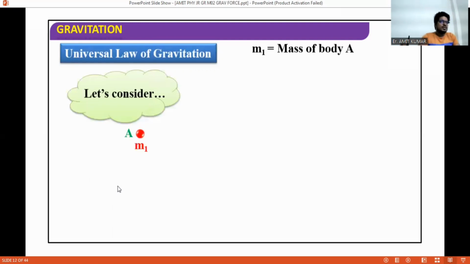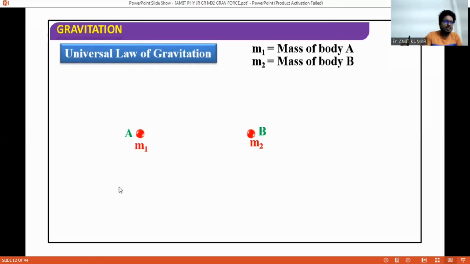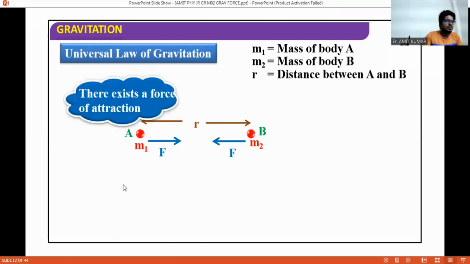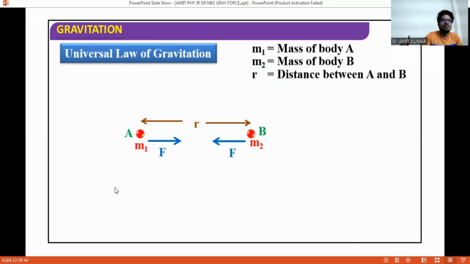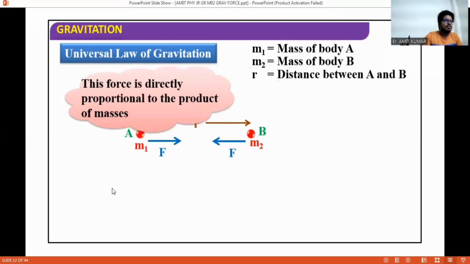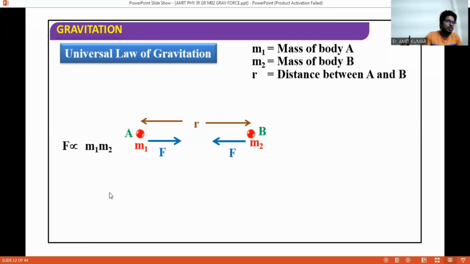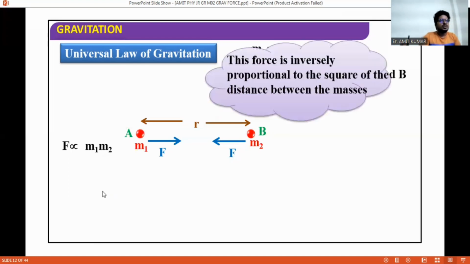So finally we come to the conclusion, the universal law of gravitation, where m1 is the mass of object 1 and m2 is the mass of object 2, suppose A and B. From here you could see the distance R. There will exist a force of attraction between both the masses, and this force is known as gravitational force. This force is directly proportional to the product of masses, F is proportional to m1 m2. This force must be inversely proportional to the square of the distance between the masses.